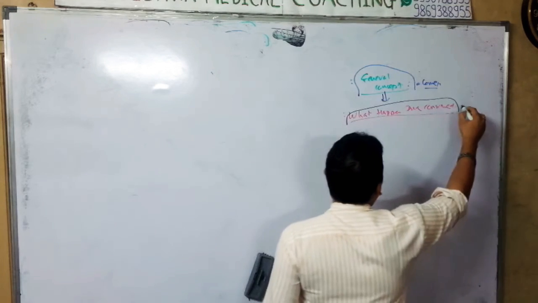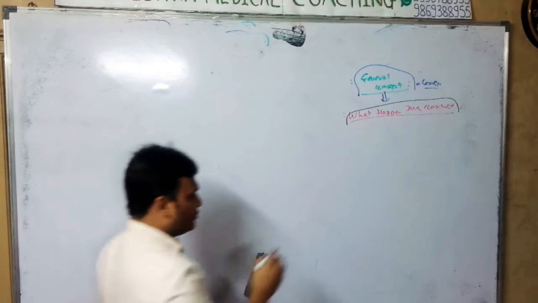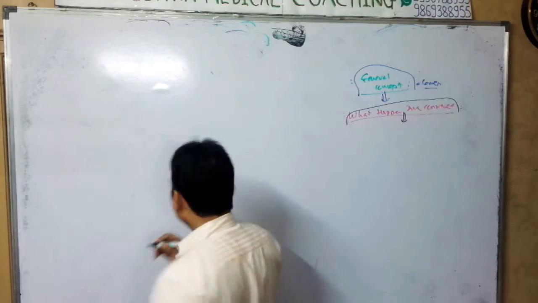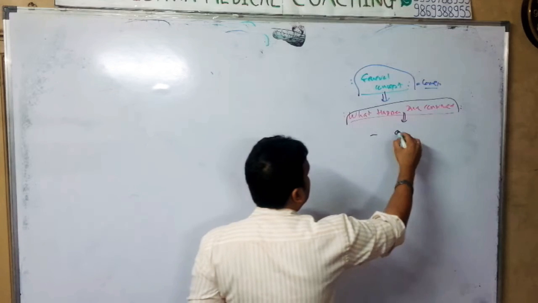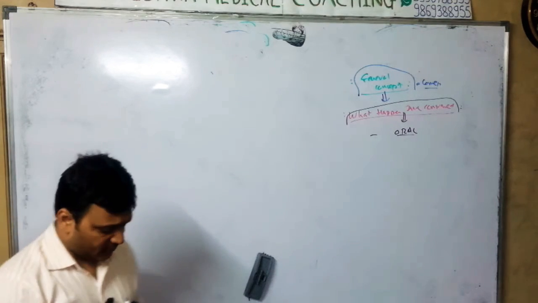Now today we're going to learn about what exactly is going to happen when the drug is consumed. Now we're going to go to the base. What is the most common route by which drug is consumed? The most common route is the oral route. So today we're going to learn the basic concept of the oral route.